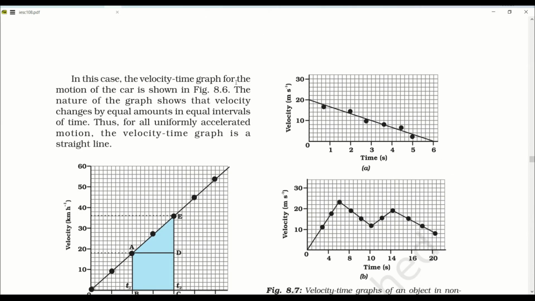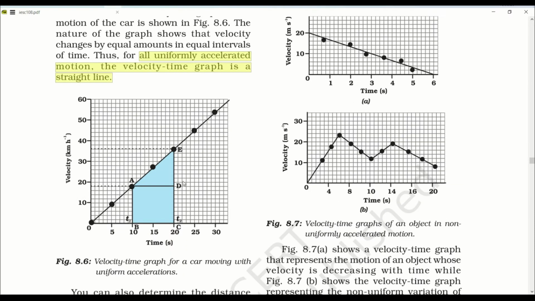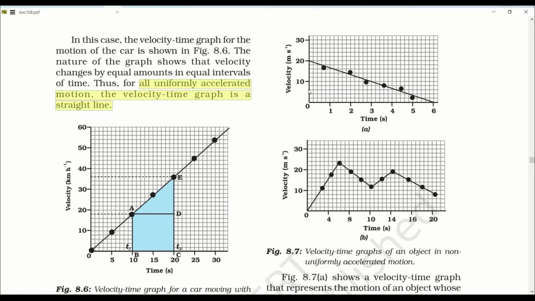In the velocity time graph for the motion of the car shown in figure 8.6, the nature of the graph shows that velocity changes by an equal amount in equal intervals of time. Thus for uniformly accelerated motion, the velocity time graph is a straight line. So whatever you are seeing over here in figure 8.6 is uniformly accelerated motion.